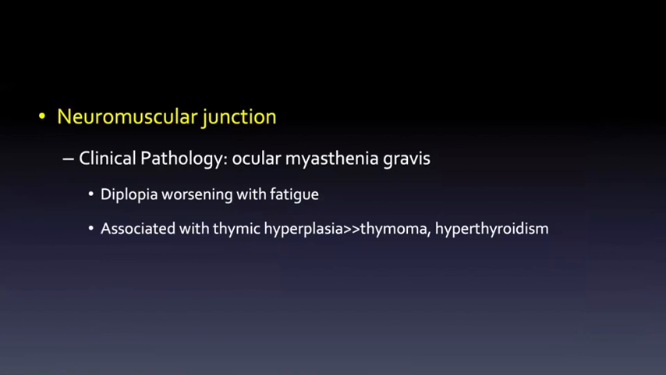Moving along, while we cannot directly see the neuromuscular junction on imaging, the main clinical pathology is one of ocular myasthenia gravis with a classic history of diplopia worsening with fatigue. Because ocular myasthenia has a high association with thymic disorders in about 85% of patients, the most common being thymic hyperplasia, CT chest imaging is often performed. It's also interesting that a minority of these patients, about 3 to 8%, have hyperthyroidism or Graves' disease.